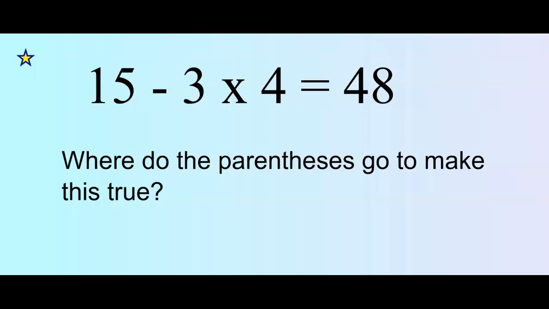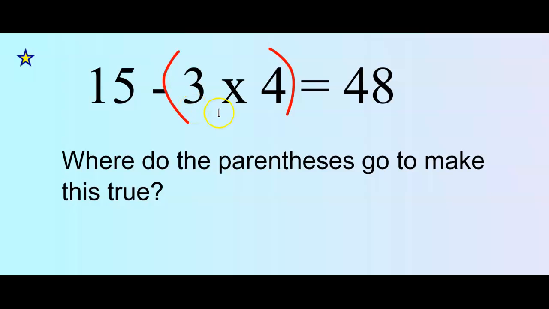So I have to figure out, should my parentheses be around 15 minus 3, or should my parentheses be around 3 times 4? My parentheses tell me which part I'm going to do first. So what do I need to do first in order to get the answer of 48? Since I have it there right now, let's just do that one, with it around 3 times 4.